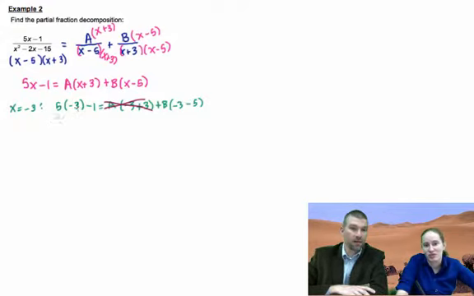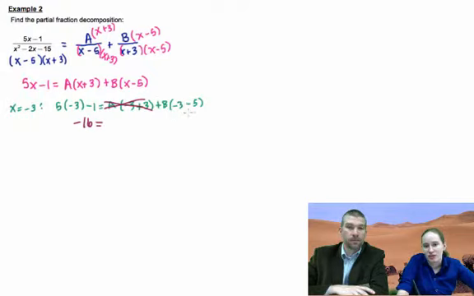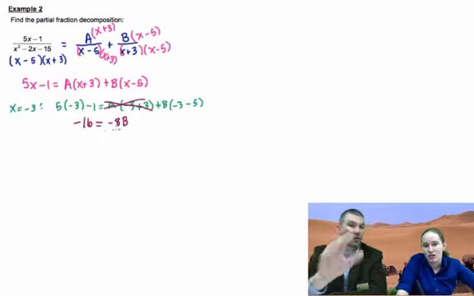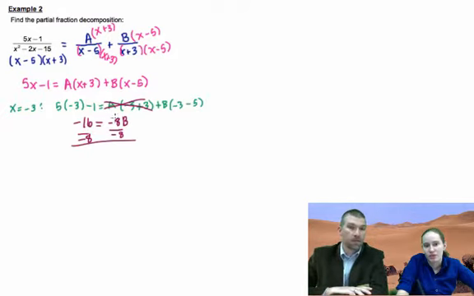5 times negative 3 is negative 15, minus 1. So negative 16. And then negative 3 plus a negative 5, that's negative 8. So that's negative 8B. Now look, we went from this super complicated pre-calculus problem all the way down to a simple algebra 1 single step problem. Divide by negative 8, 2 equals B.